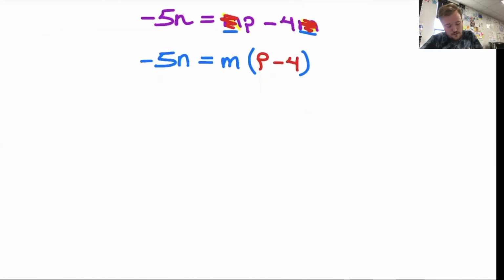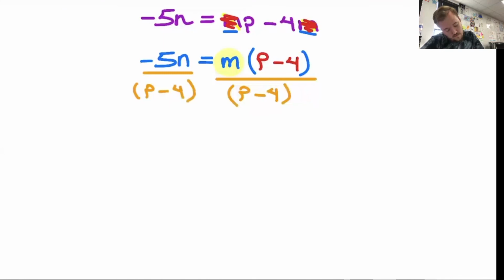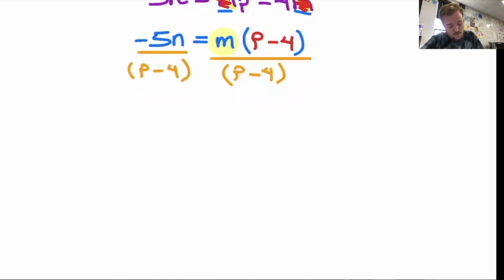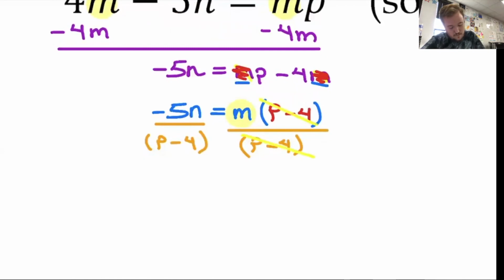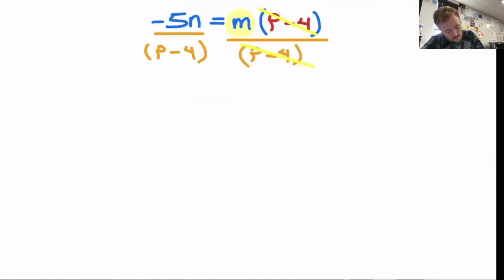Okay, so now notice the m is only in one place. Now we're good to go to solve it. So this is two separate terms. We have m and we have p minus 4. So because of those parentheses, you have to think of it as one single term. So what I'm going to do is I want to divide by p minus 4. So on the right side, these will simplify. So I have negative 5n over p minus 4 equals m.